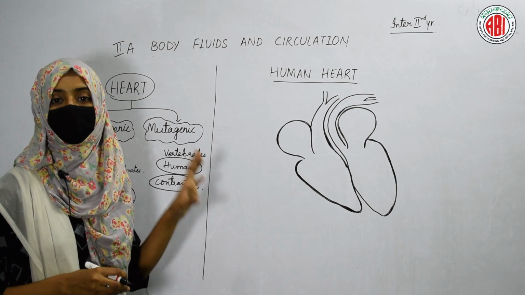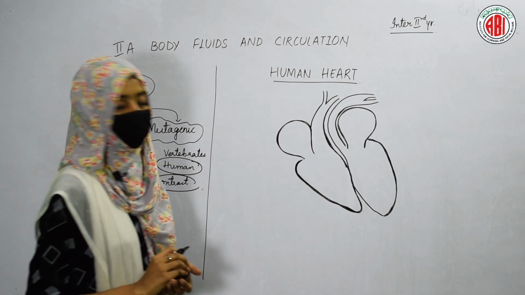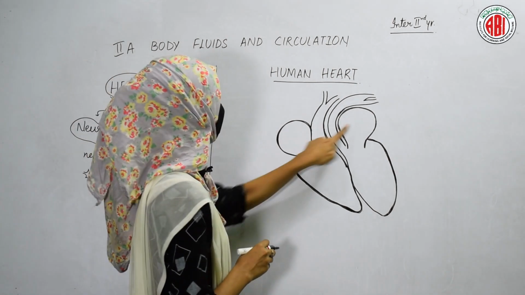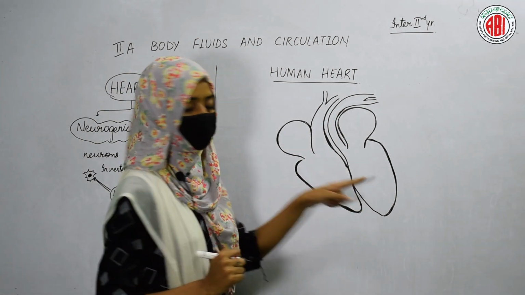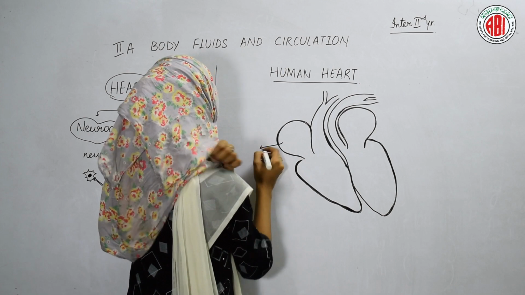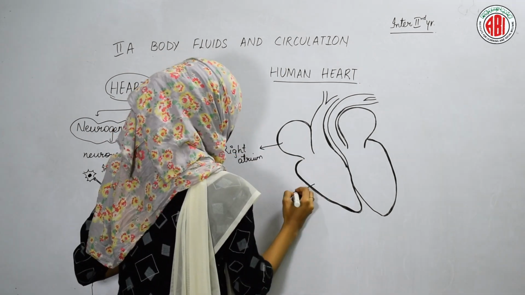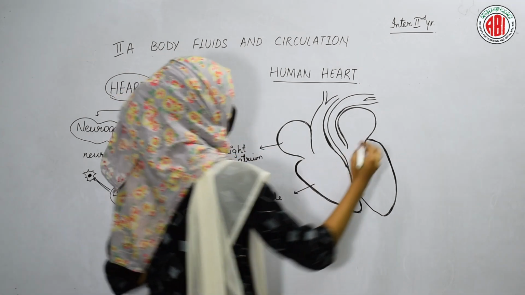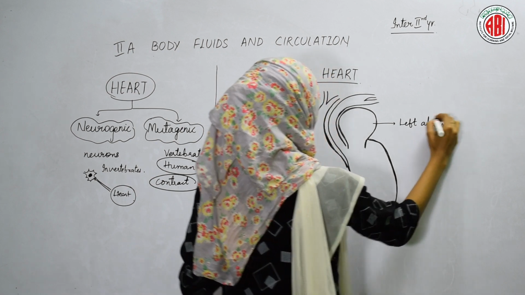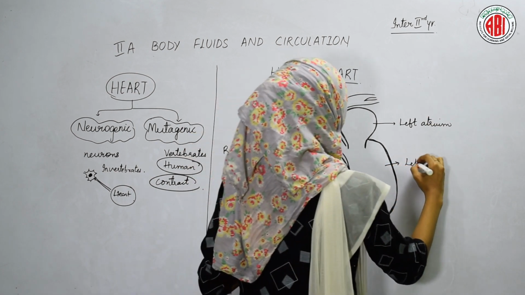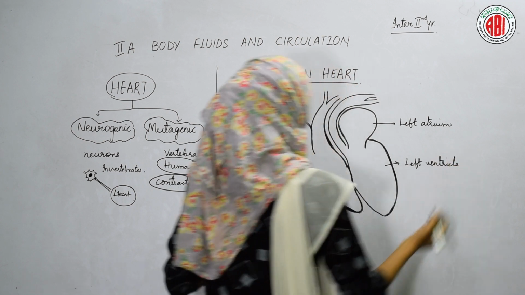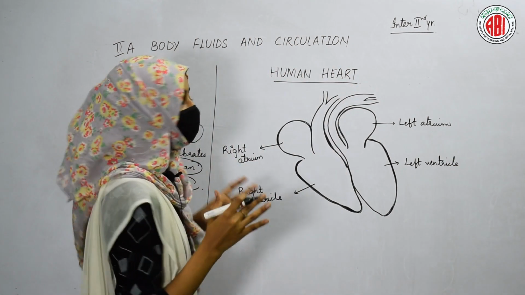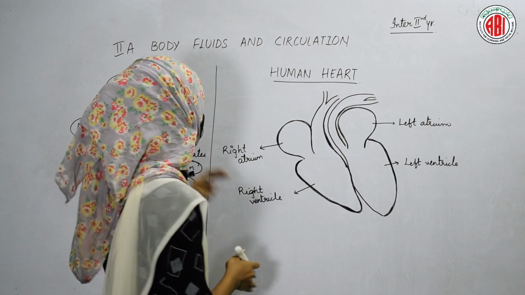Now we are going to see the internal structure of the heart. We have seen that two atria and two ventricles are present in our heart, right? So this is our right atrium, this is our right ventricle. Here is the left atrium and this one is our left ventricle. This is how our heart is four chambered. Let us see what are the things that are present inside our heart.